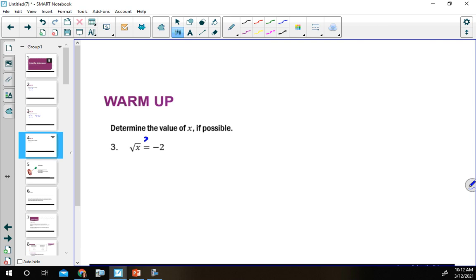And our last one, we're going to square both sides. Okay, so -2 squared in parentheses. So -2 times -2 is 4, which actually, this one is going to end up giving us no solution, which we're going to talk about why that one is no solution in the upcoming problems here.